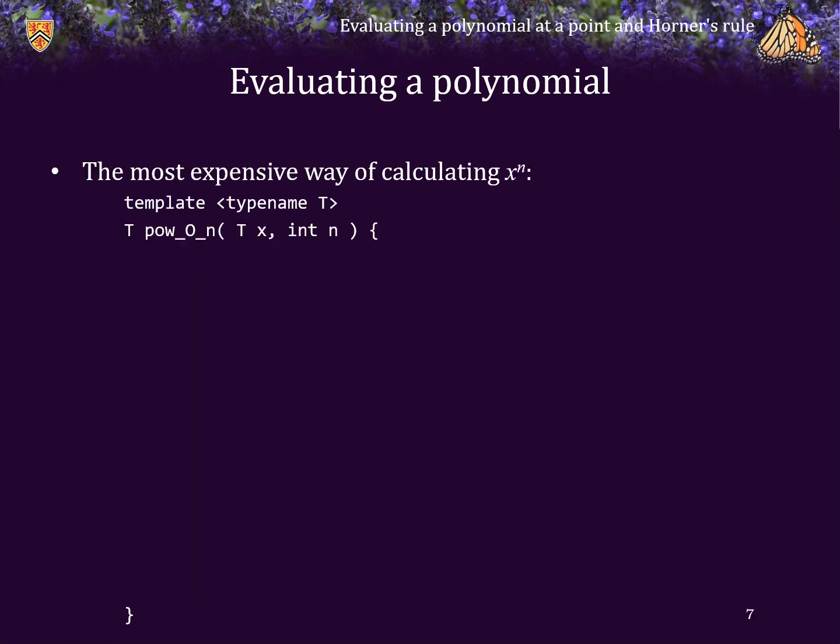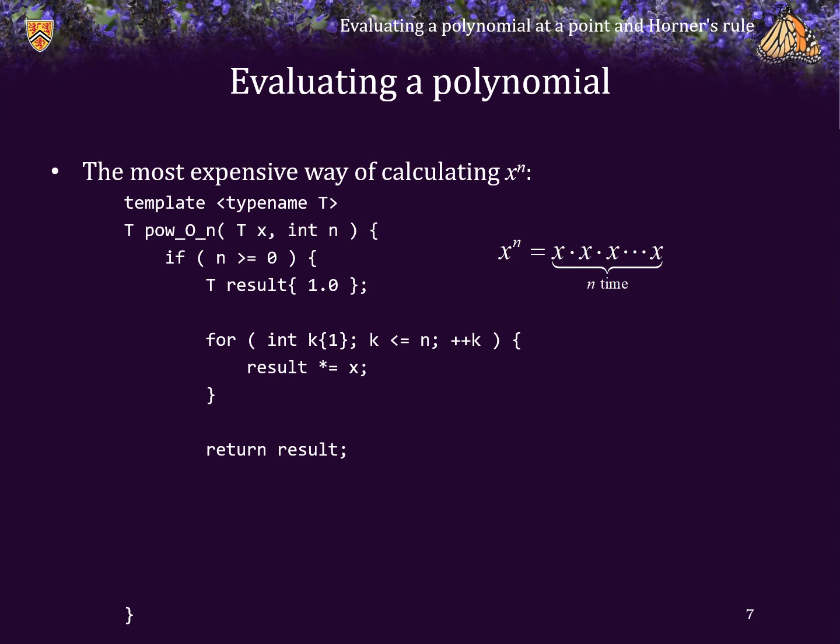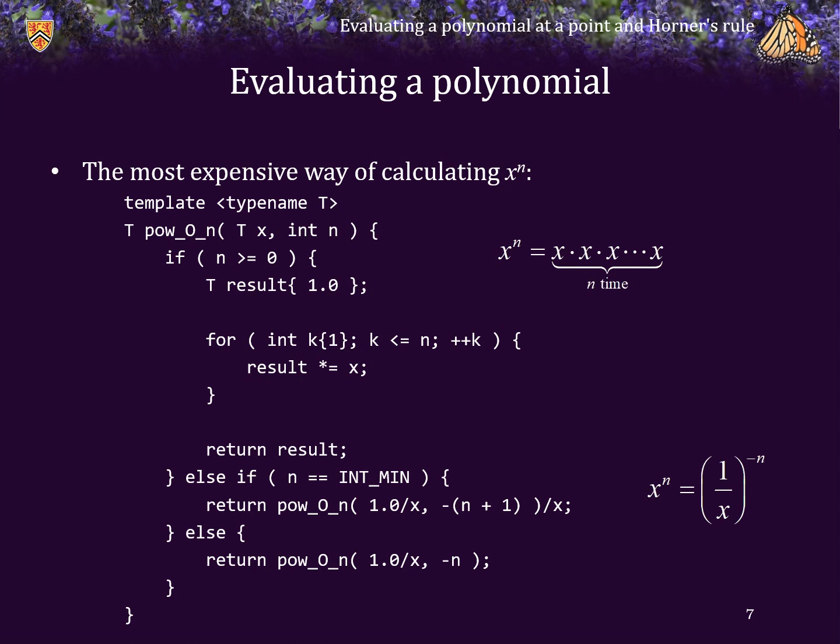Well, here's the most expensive way of calculating x to the n. And as you can guess by the name of the function, the runtime is big O of n. So all this function is going to do is multiply x by itself n times. We have a for loop that runs from 1 to n and continuously multiplies the result by x. The only interesting thing here is we have to be careful with negative powers. So the last return calculates x to a negative exponent.